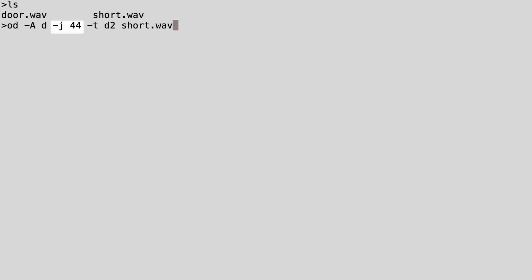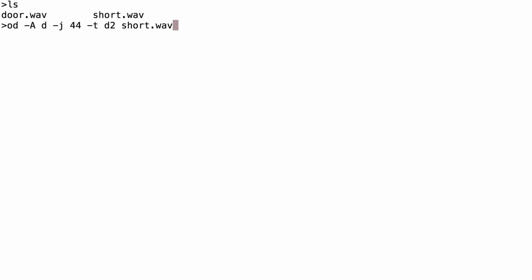We're skipping these bytes because the header occupies those 44 bytes, and we have no reason to look at or modify the header. Of course, if we found that our program wasn't working correctly and we suspected that our handling of the header was an issue, we could remove this option to look at the header too. The next argument tells OD that the file consists of 2-byte values. Finally, the last argument is the file name. In this case, OD will read short.wav, our small WAV file.